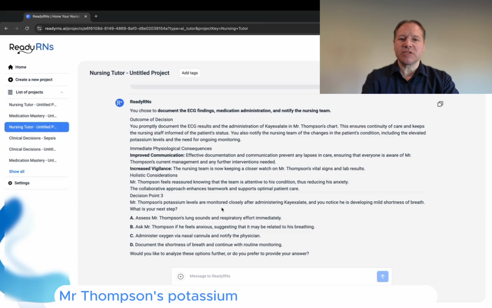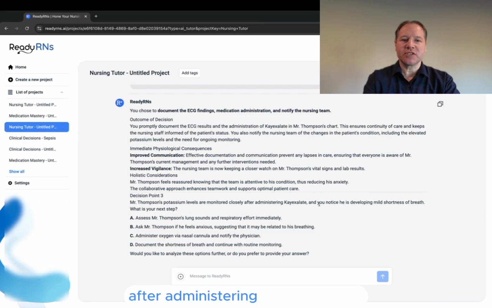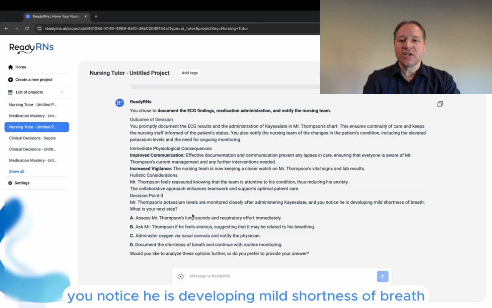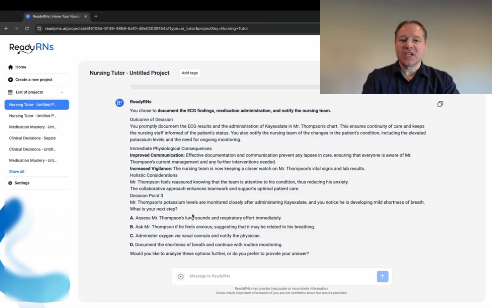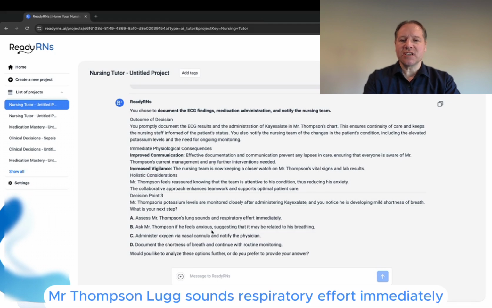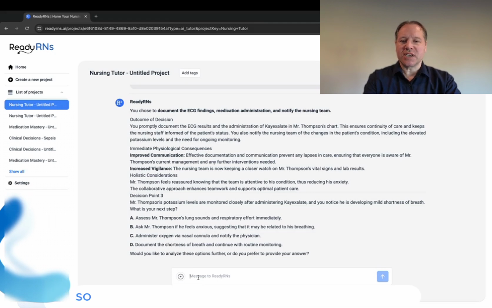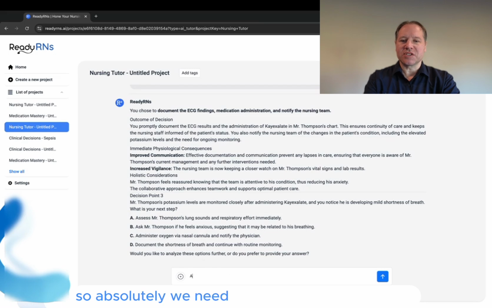Mr. Thompson's potassium levels are monitored closely after administering the medication. You notice he is developing mild shortness of breath. What is your next step? So, Mr. Thompson's lung sounds, respiratory effort, immediately going through. So absolutely, we need to find out what's going on. So I'm going to go ahead and say A.